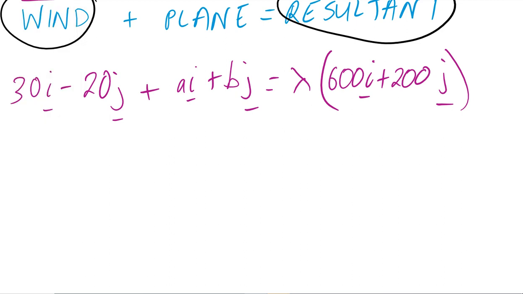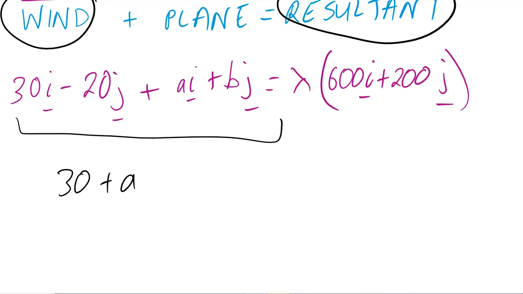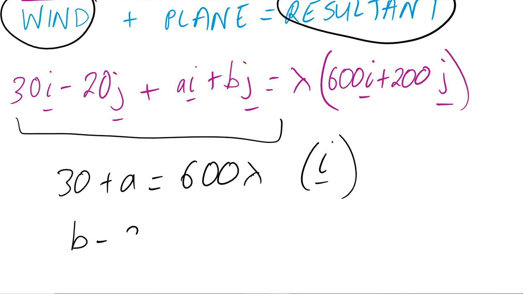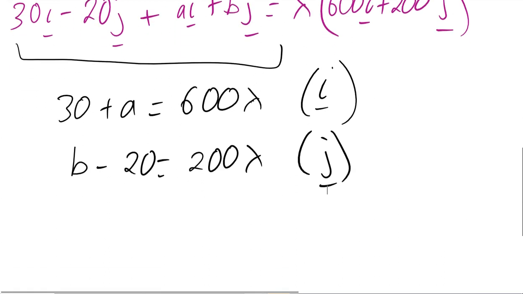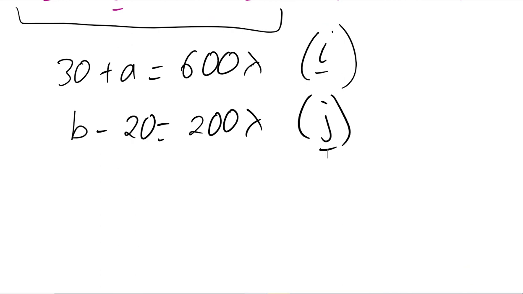So if I equate my I components from this side, I've got 30 plus A is equal to 600 lambda, and that's equating my I components. I then equate my J components, which gives me B take 20 is equal to 200 lambda. Now this makes it difficult because I've actually got three unknowns. We've got A, B, and lambda. But the question isn't actually interested in lambda. We don't want to find that resultant velocity vector. Not yet anyway. So what I have done is I've done a bit of simultaneous equations, and I've just done a bit of solving.